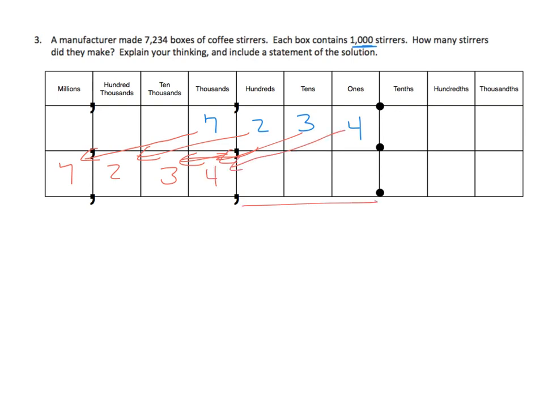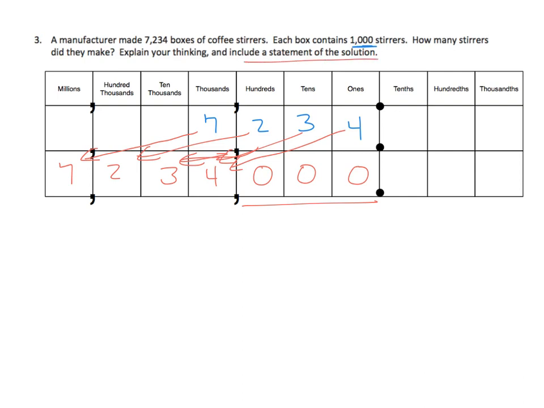Now we got these empty places here. We need to put in placeholders, zeros, in order to show what place these digits are in. So one way you can explain your thinking is to draw the diagram. And after you draw the diagram, think about what you did to create the diagram and move the digits. And then, of course, give your teacher a few sentences to describe what happened and a statement of the solution.